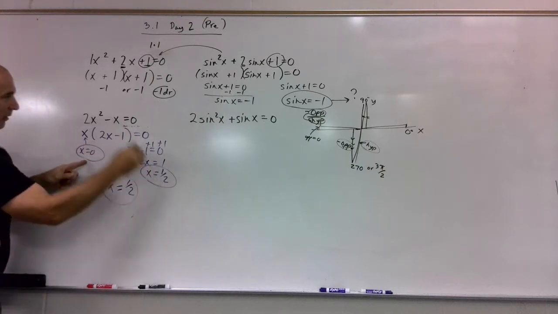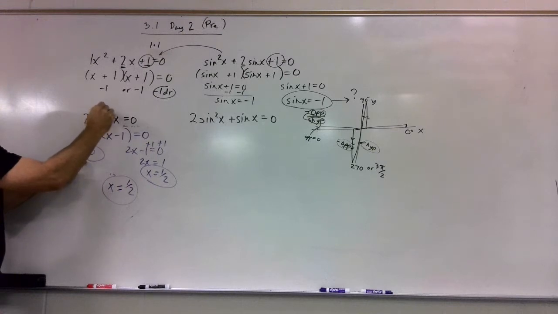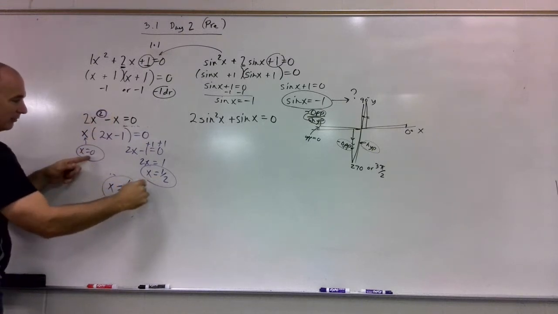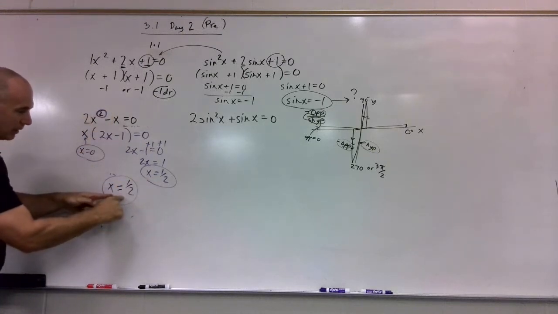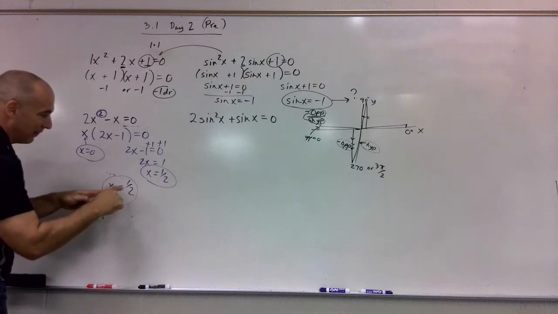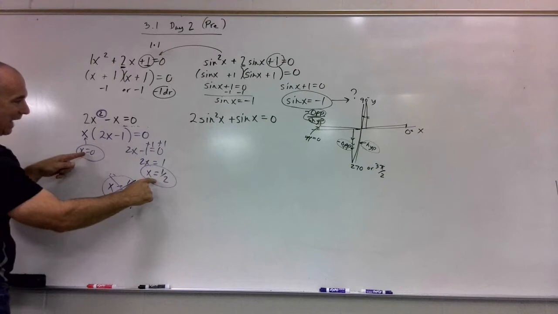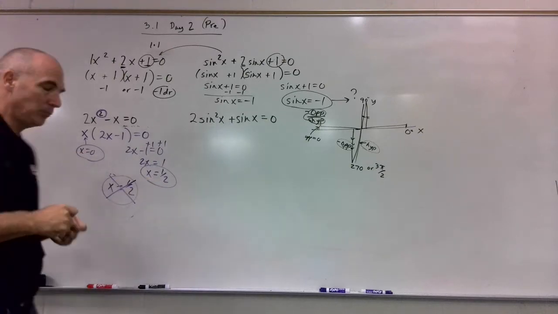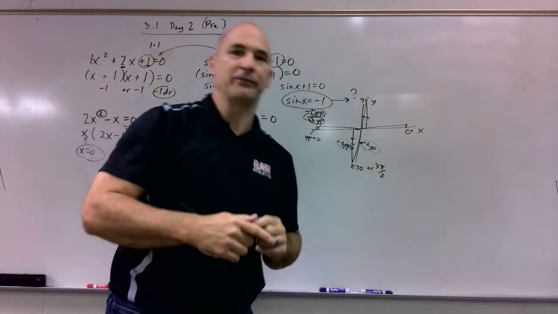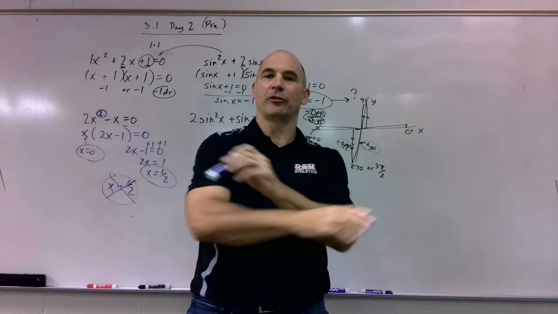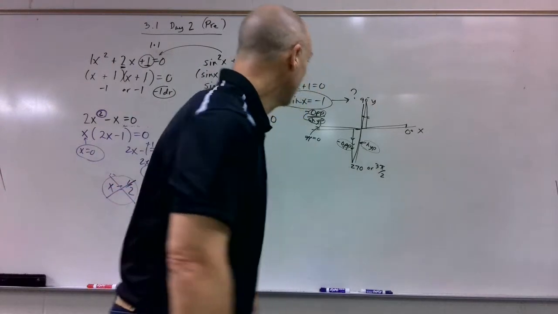I want you to notice something. My highest power of x is 2. That means I'm going to have two answers. So when I got one answer, how come? Because I divided by the variable I was trying to solve for. That's not wrong. It's just only half of the answers. So never, ever, ever divide by the variable that you're trying to solve for. It's just a big old no-no.